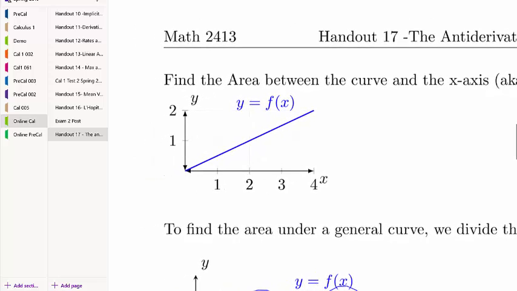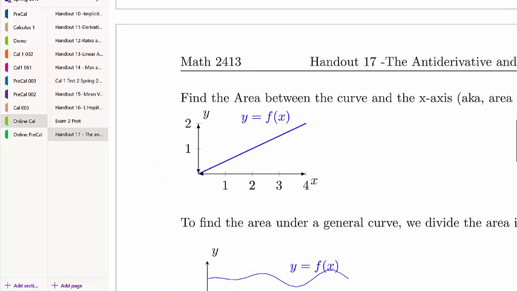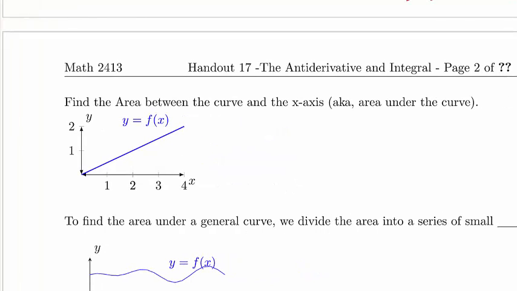Alright, so for right here, we want to find the area between the curve and the x-axis. We're going to be using a term pretty frequently from here on out, and that's the area under the curve. So note what we have here. We're going from here to 0, from here to 4, and note that we've got another triangle. So we're going to use this to find the area under the curve. That is this area I'm highlighting now.